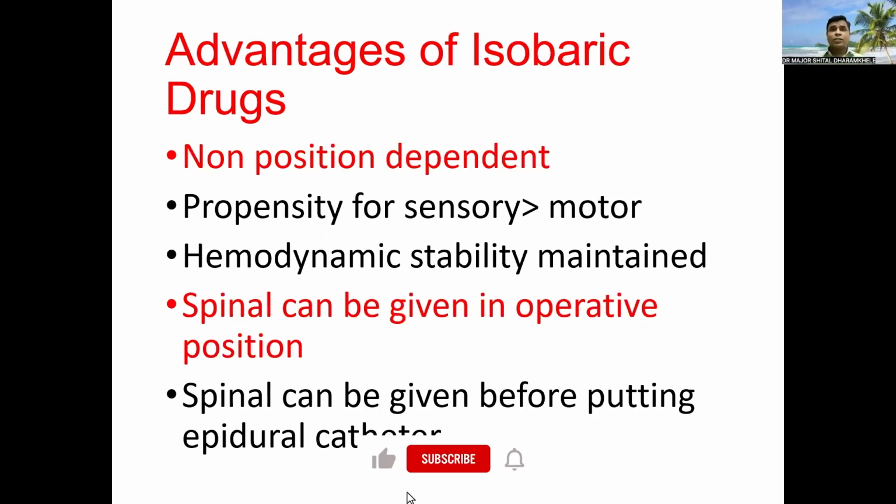So what are the advantages of isobaric drugs? The main advantage of isobaric drug is that it is non-position dependent. If the patient is sitting and you give the isobaric drug, you don't need to place the patient supine. And if you want to put a catheter in the patient, you can just keep the patient sitting and put the epidural catheter. This is the advantage of isobaric drugs.